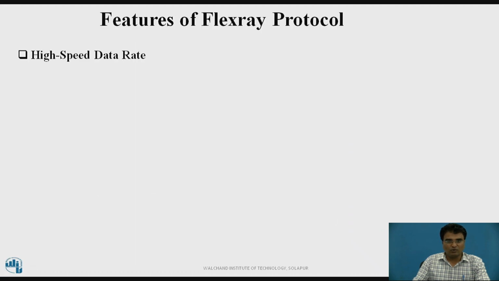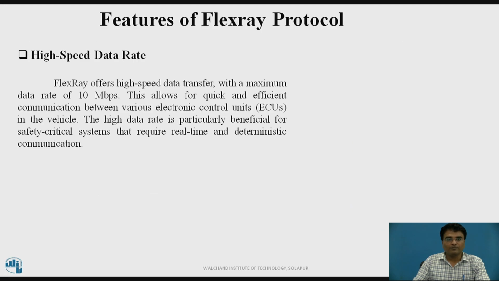Features of the FlexRay protocol: high-speed data rate. That means FlexRay offers high-speed data transfer with a maximum data rate of 10 Mbps. This allows for quick and efficient communication between various electronic control units, that is ECUs. In the vehicle, the high data rate is particularly beneficial for safety-critical systems that require real-time and deterministic communications.